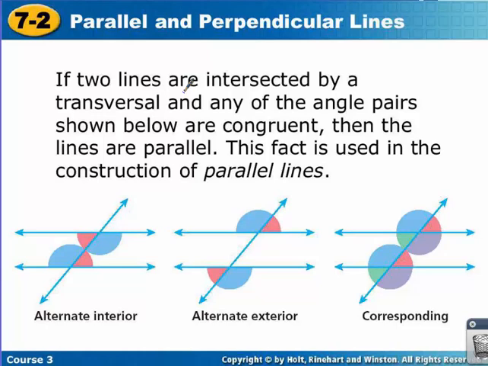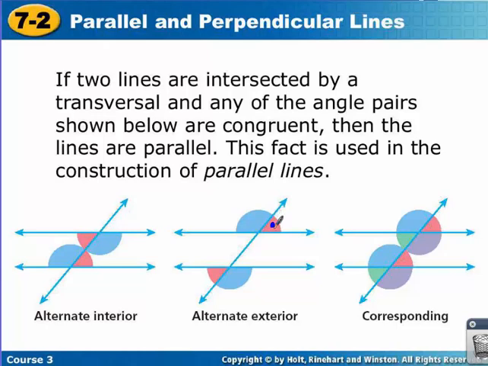So one way to show that these lines could be parallel is to look to see if these are congruent. If these are parallel, then they are going to be congruent. So if we look at this angle here and this angle right here, we would call those alternate interior angles because they are inside the parallel lines and they alternate on each side of the transversal. Same thing for the other two. Right? So those are alternate interior.